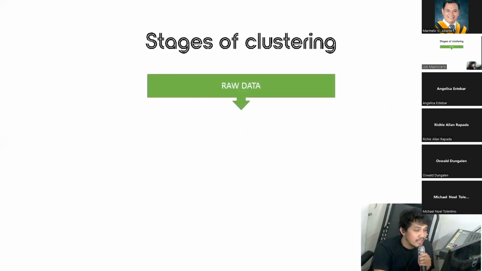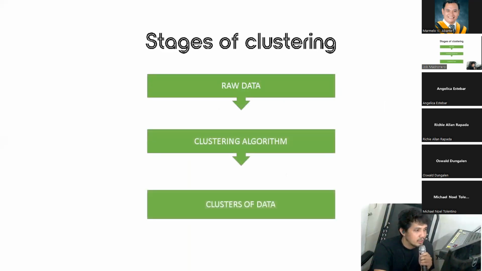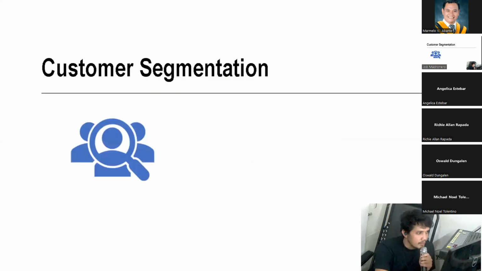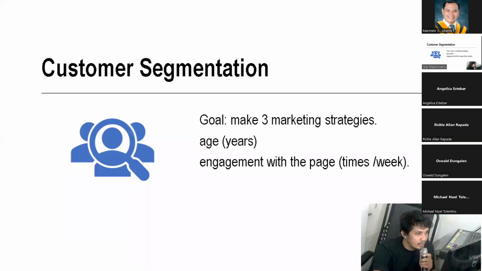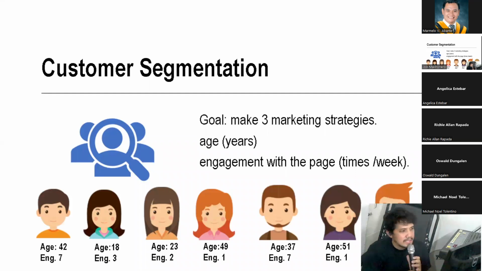Stages of clustering. First, we gather raw data, then apply a clustering algorithm, and then the result will be clusters of data. To understand the result better, what is clustering? Let's make an example doing customer segmentation. Our goal is to make 3 marketing strategies. We have 2 pieces of information: age in years and engagement with the page, number of days per week. We look at the potential customer base. By looking at this list of people, what groups can you come up with?